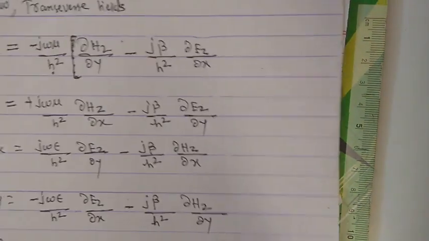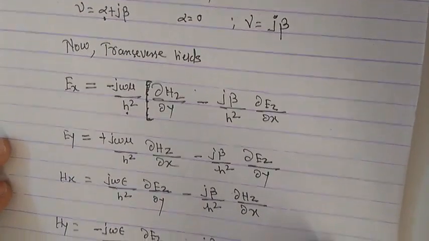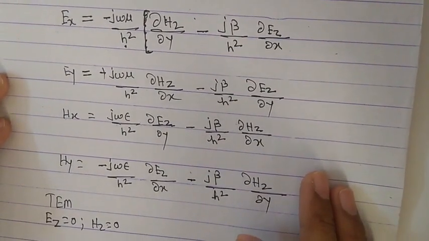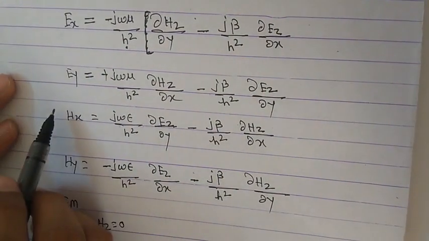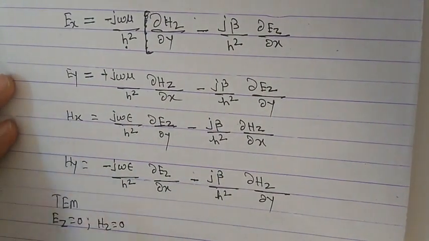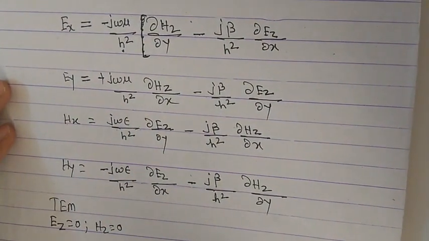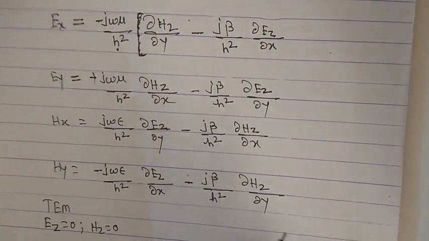In the last lecture, we have developed a general approach to solve a waveguide problem and found four field equations: Ex, Ey, Hx and Hy. Now we'll use this result and try to investigate a problem of a rectangular waveguide.